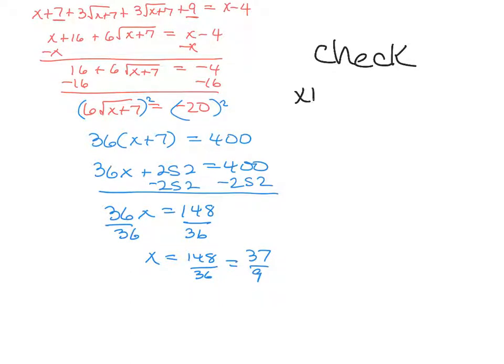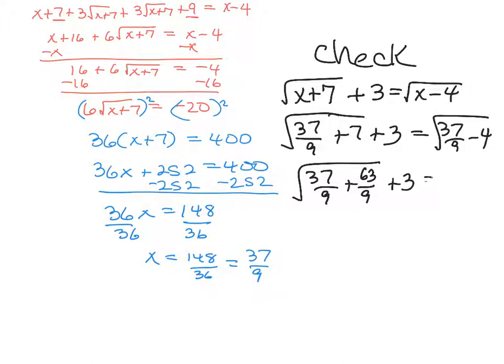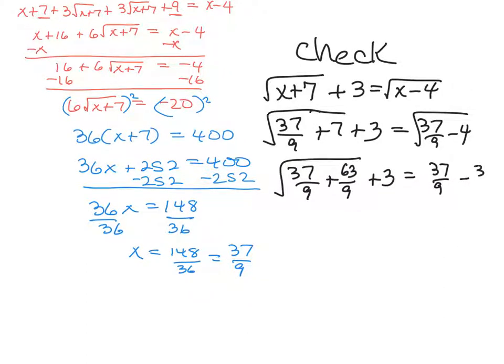Again, my original problem was the square root of x plus 7 plus 3 equals the square root of x minus 4. I'm going to plug in 37 over 9 for x. I need to find a common denominator. It's going to be 9. So 37 over 9 plus 63 over 9. Over here, again, common denominator of 9. I'll change 4 into 36 over 9. I can add these and get 100 over 9.